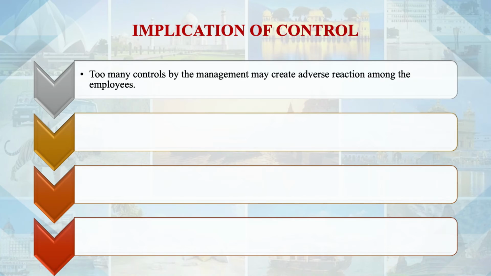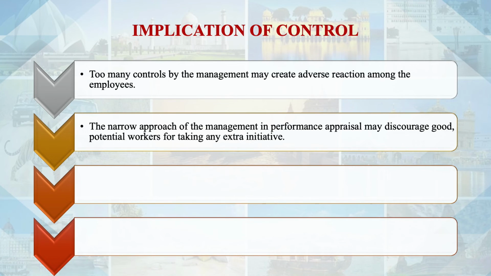Now at the end, let us look at the various implications of control. Remember, too many controls by the management may create an adverse reaction among the employees. As I discussed earlier, control is put into place to improve performance. It should not be used as a tool to punish anyone. Of course, if errors are committed or there is deviation, appropriate punishment should be given, but control should not be used as a tool for that.